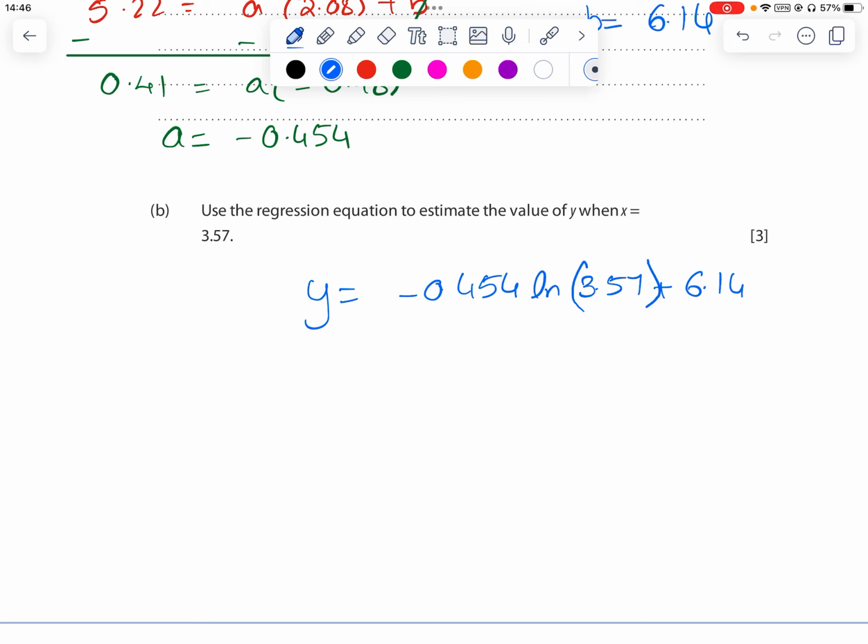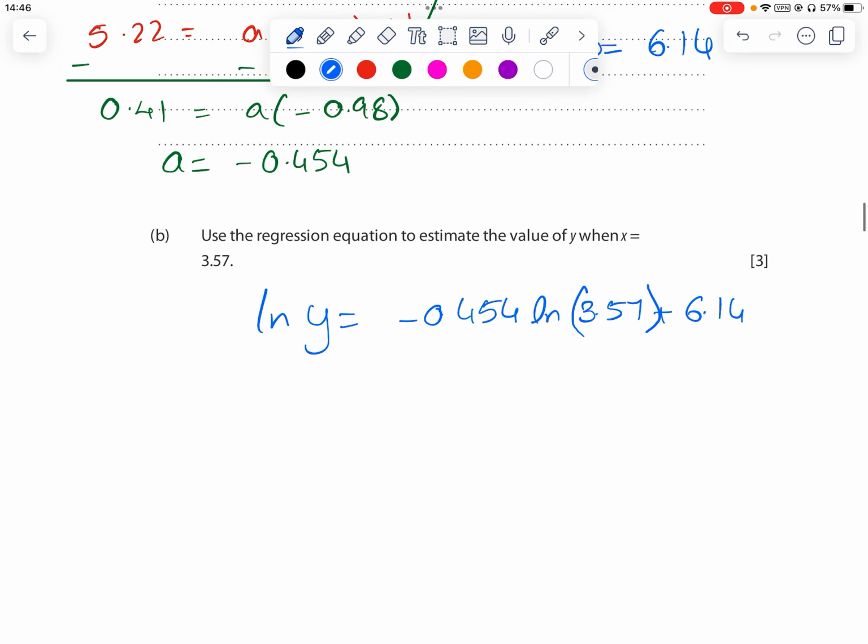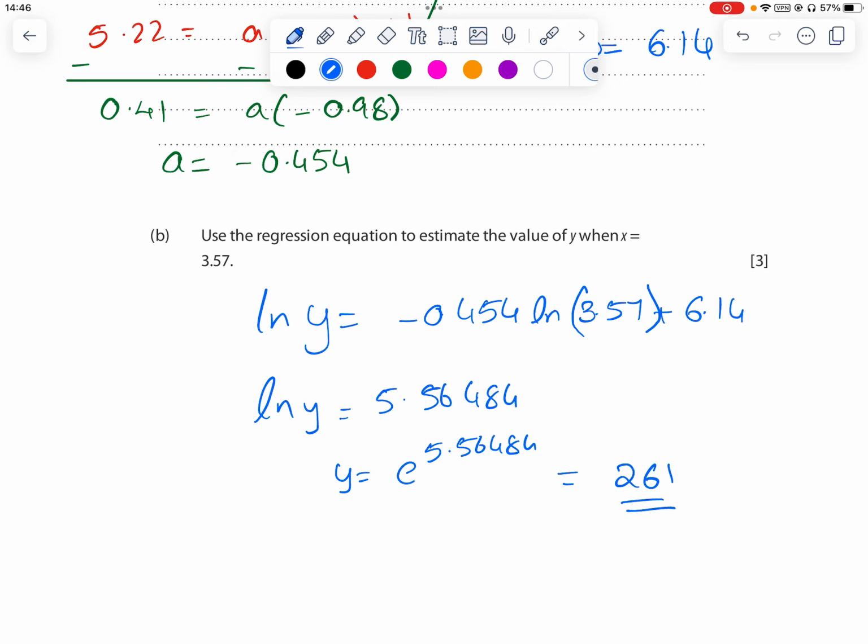Simplify that one, which will be ln y. So ln y equals 5.56484. So y equals e to the power of 5.56484, which is equal to 261 in three significant figures.